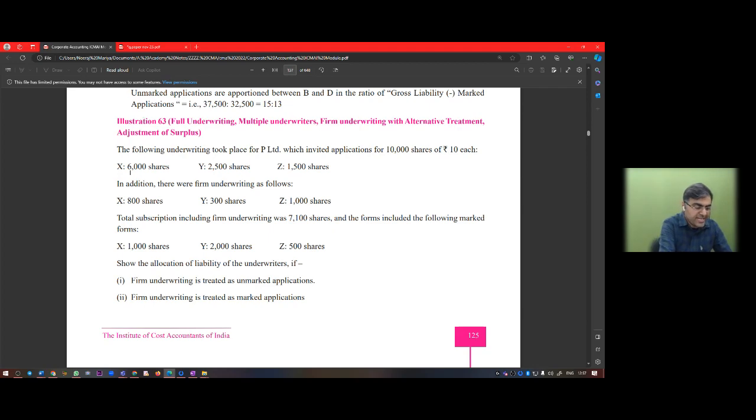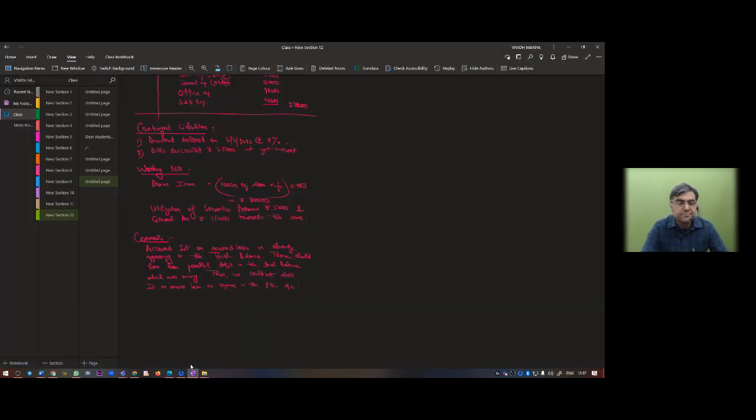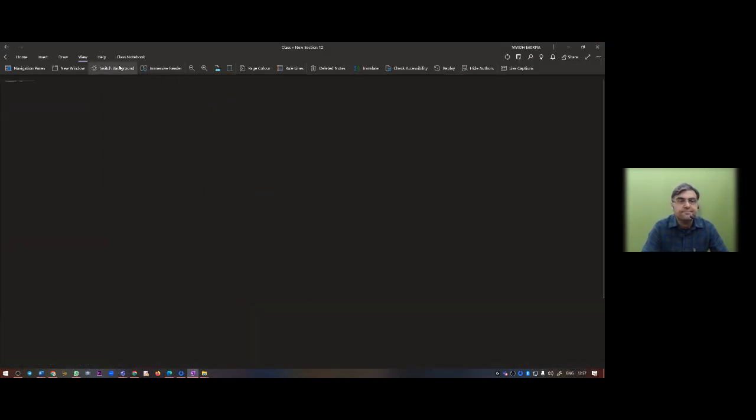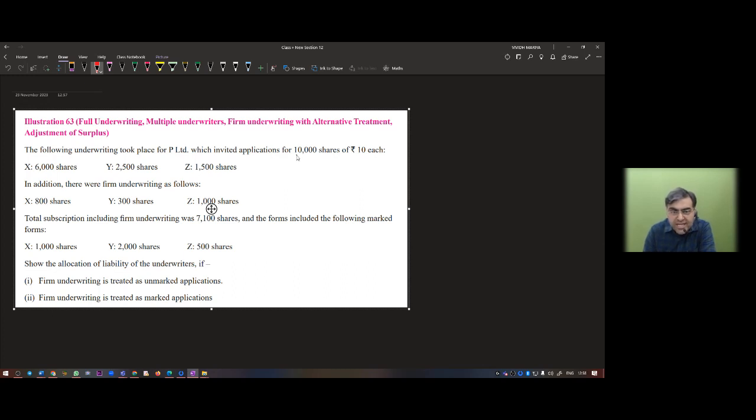Now, this is a question from underwriting, and here we do it. Guys, it says the following underwriting took place. The underwriting is for 10,000 shares, 6,000 underwriter X, 2,500 Y, 1,500 Z. In addition, there was a firm underwriting by X, Y, and Z. Total subscriptions, including firm. This is total firm 8 plus 3, 11, 2,100 are firm.